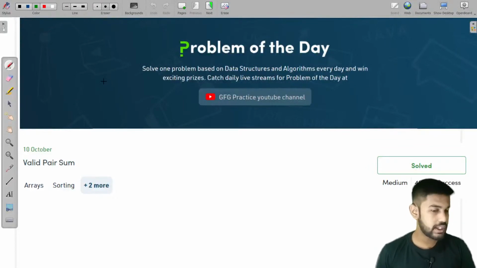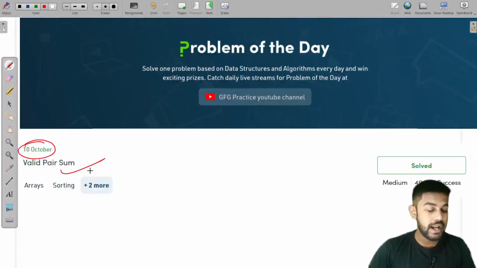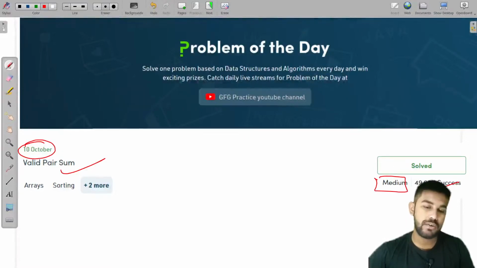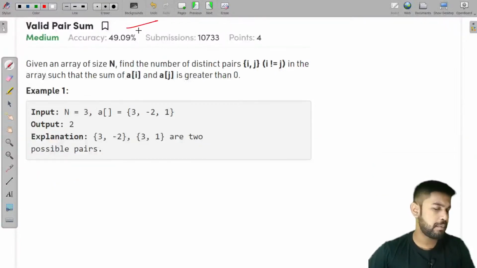Okay. So we would start with the problem. Today we would be discussing yesterday's problem of the day, that is valid sum pair. This is a medium level problem with a success percentage of around 49%. So moving forward, let us understand the problem statement.